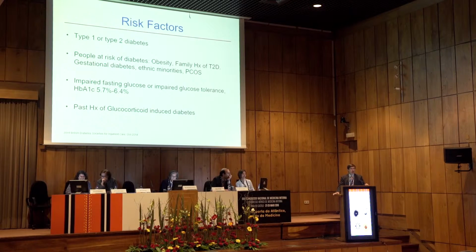People with impaired fasting glucose or impaired glucose tolerance, or abnormal levels of hemoglobin A1C between 5.7% to 6.4%, are also at risk, and also patients who in the past have received glucocorticoids and have showed high glucose values.